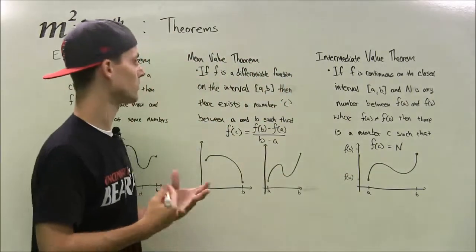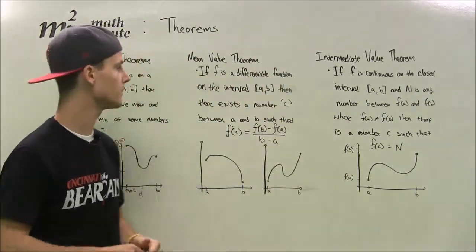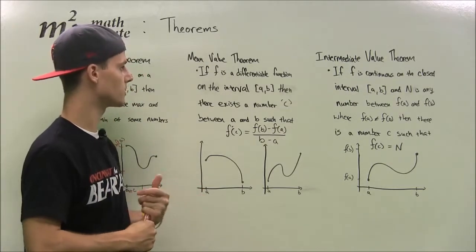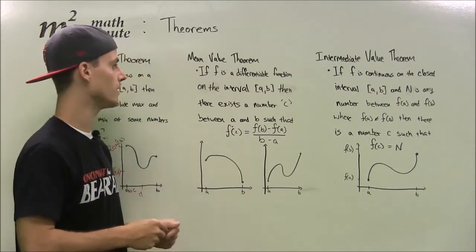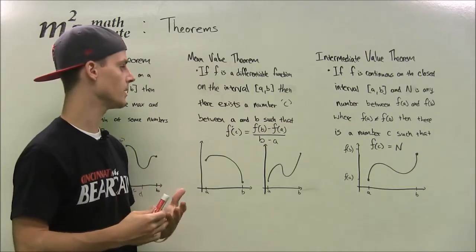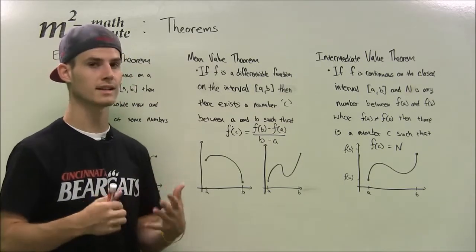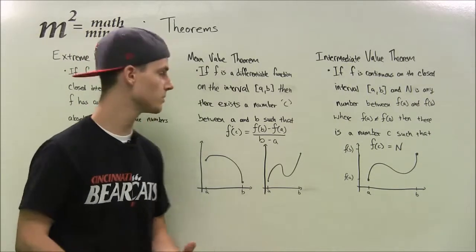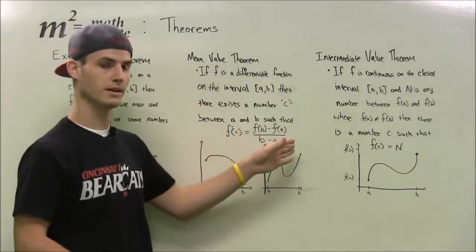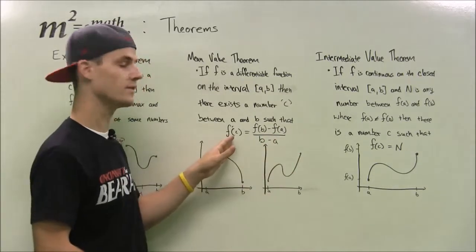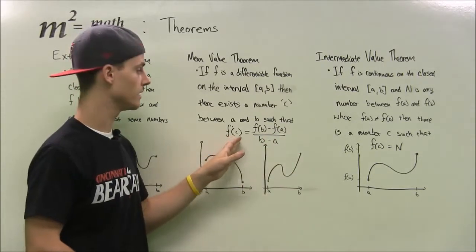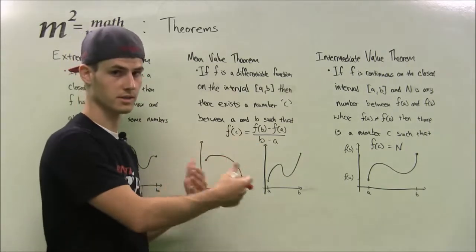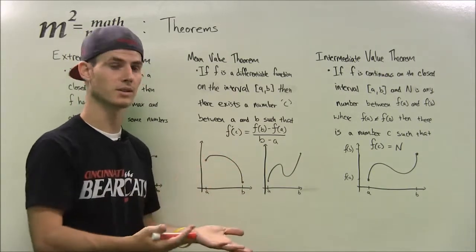The second one we're going to talk about is the mean value theorem. That says, if f is a differentiable function on the interval a to b, then there exists some number c between a and b such that its derivative equals the slope between the two endpoints. I'll read that one more time. The derivative at that point c is equal to the slope between the two endpoints. I know this equation looks kind of messy, but that's all it's saying.